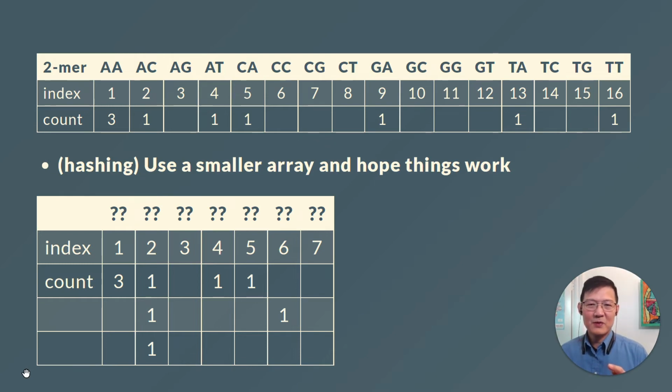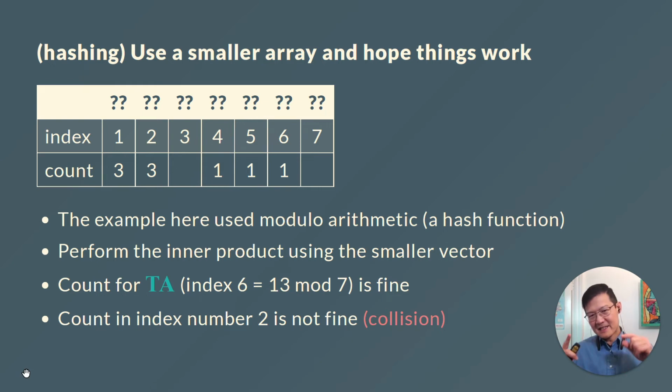But for the AC, it's in index number 2, and it's clashed with index number 9 and index number 16. This clashing in the literature is called a collision, and this is generally a bad thing. When people design hash functions, they want to design it such that collisions don't occur. We are interested in computing the inner product, and so if we don't have collisions, things are accurate.